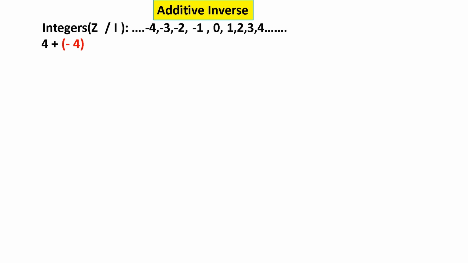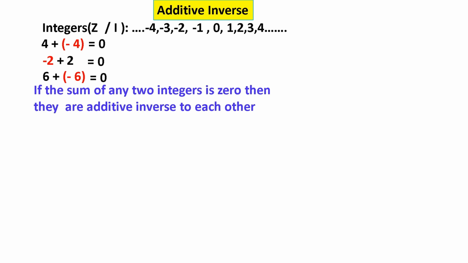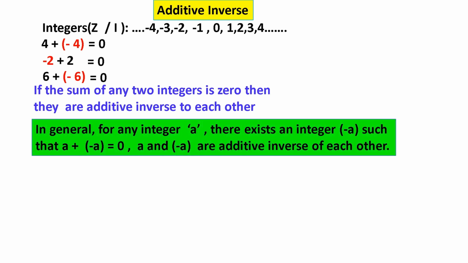Next, 4 plus minus 4, we will get 0. Minus 2 plus 2, we get the same 0. 6 plus minus 6 is 0. If the sum of any two integers is 0, then they are additive inverses of each other. In general, for any integer a, there exists an integer minus a such that a plus minus a is equal to 0. a and minus a are additive inverses of each other.